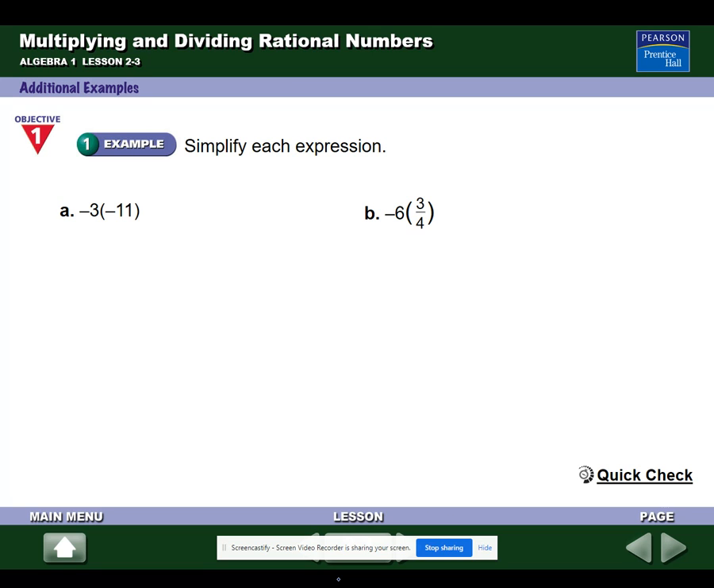Algebra 1, Section 2-3. I am going to do all of the examples here, but I am going to go quickly. So pay attention and/or pause as you need to process what I'm about to say. When we multiply a negative times a negative, that's going to be positive. You probably already knew that. So negative times a negative is positive. 3 times 11 is 33.